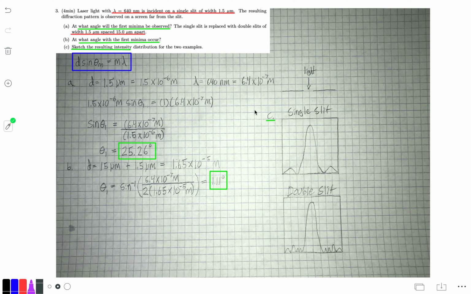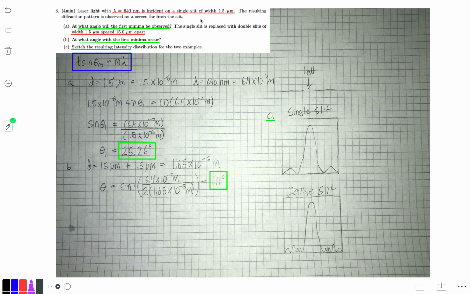So just starting off this problem, I think the equation that we're going to be using for this one is going to be this guy right here. And here we have the distance, the sine of the angle of the first maxima, which is what we're trying to find, as well as m, the number of maxima or number of mode of the wave, and this wavelength here, lambda.